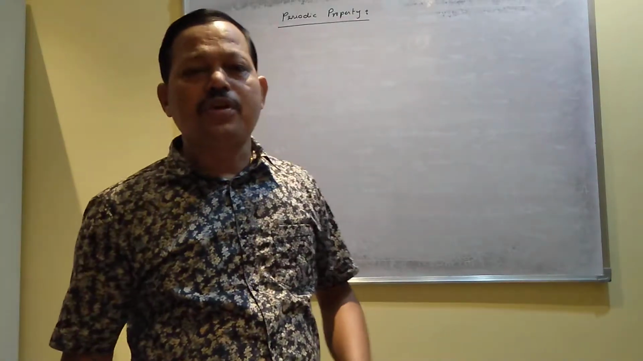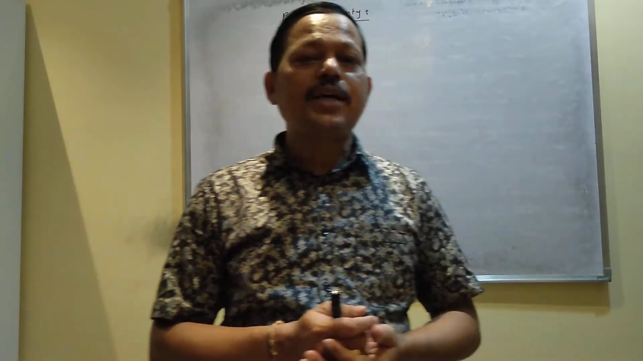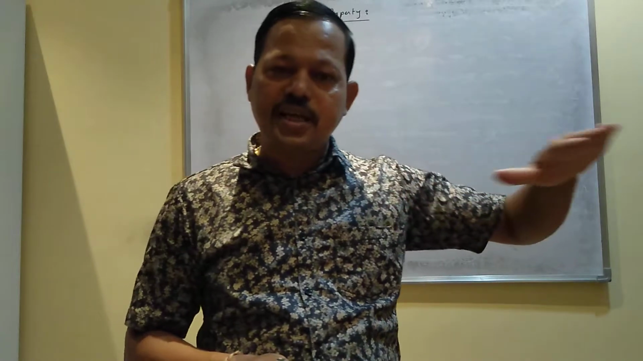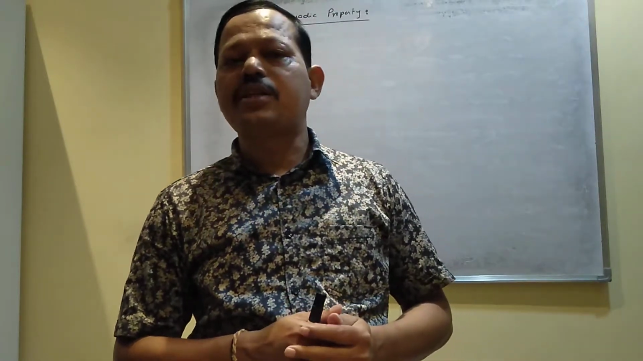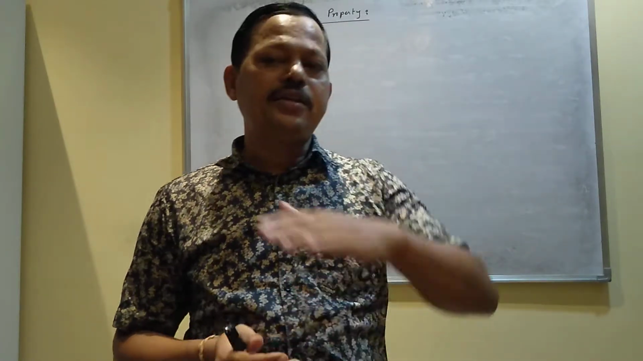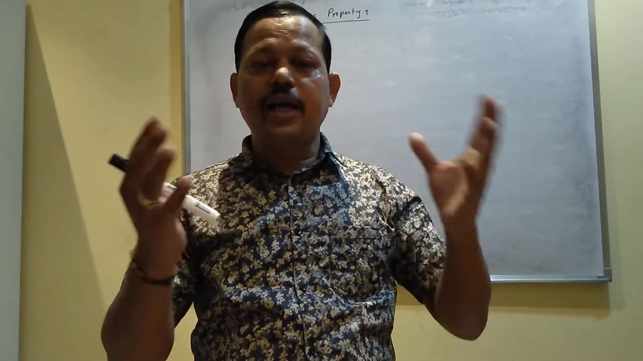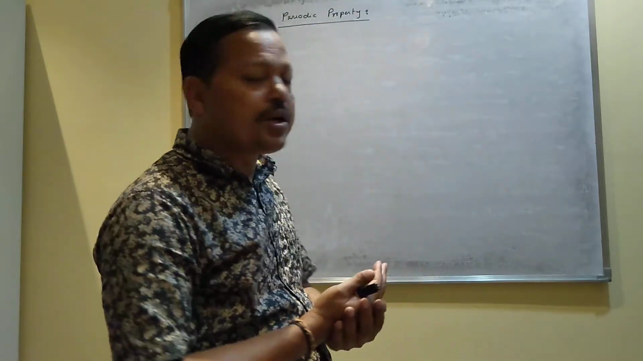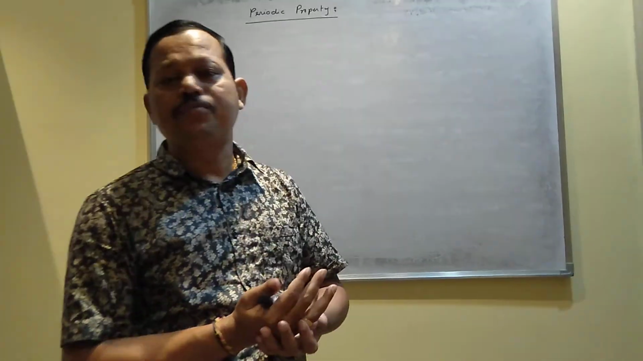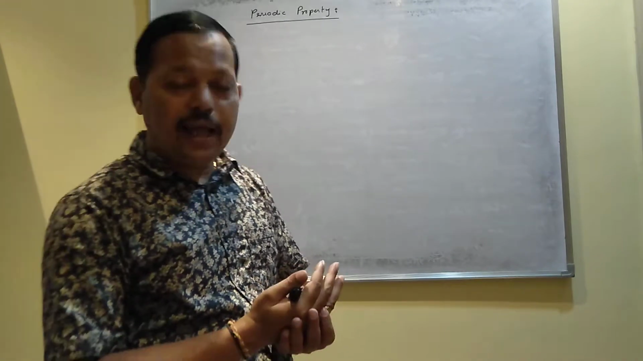For example, if you consider the size of the atom, it continuously goes on changing in a period. If you consider ionization energy, it continuously goes on changing. If you consider electron gain energy, it also goes on changing. So these are called the periodic properties, and here we have to study four properties of the elements.